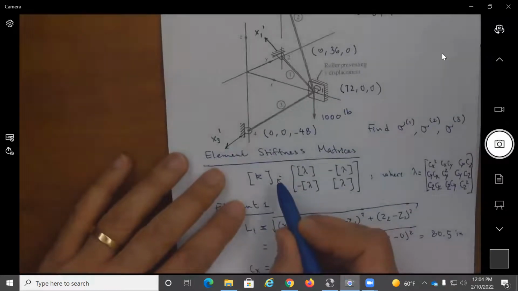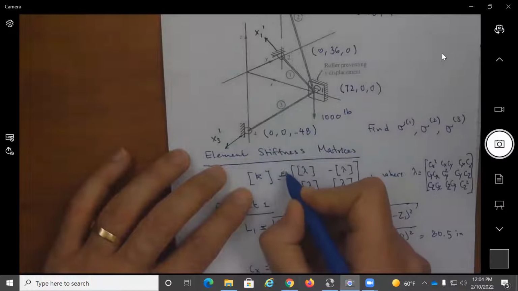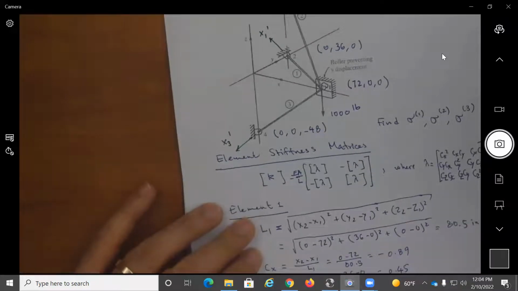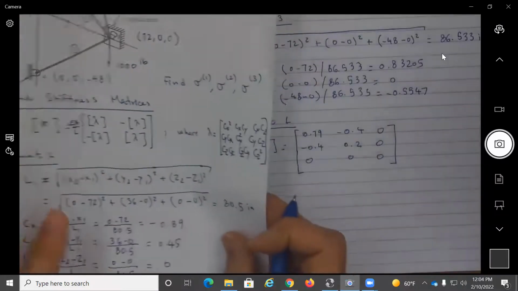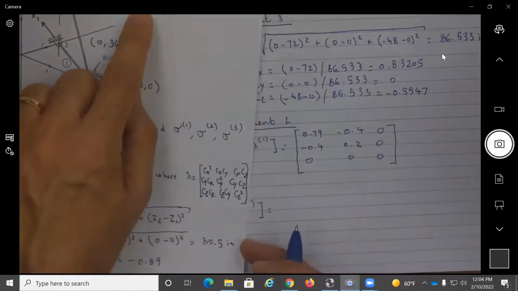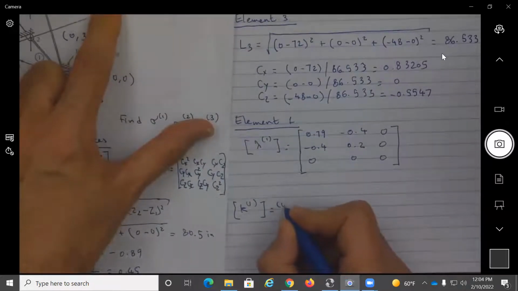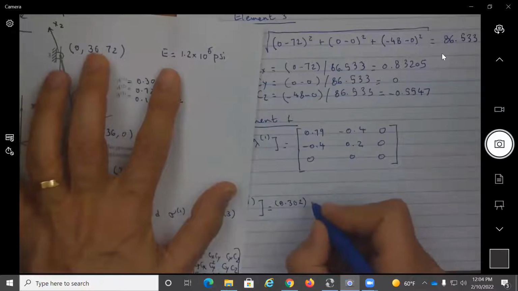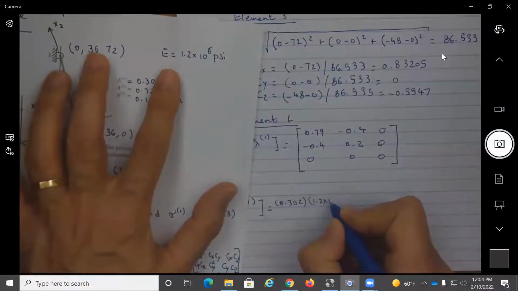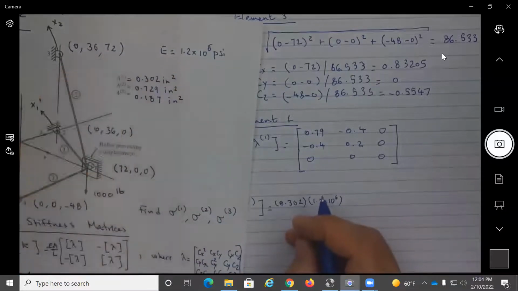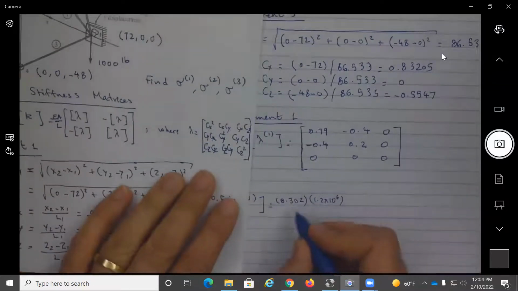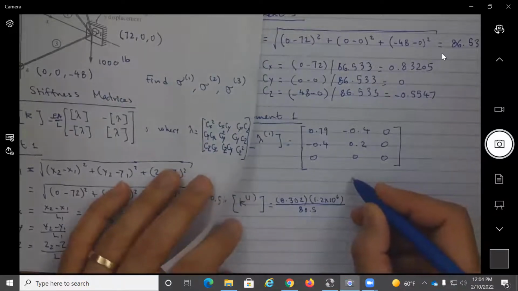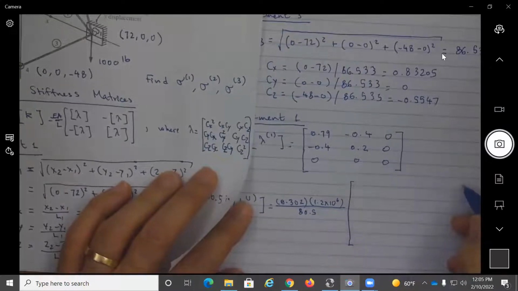And I did a mistake here. I did not include EA over L. I have to write this before the lambda. So please correct that. So for element 1, the area is 0.302 square inch, and E is 1.2 times 10 to the power 6. And L1 was 80.5. And we are going to have here a 6 by 6 matrix.